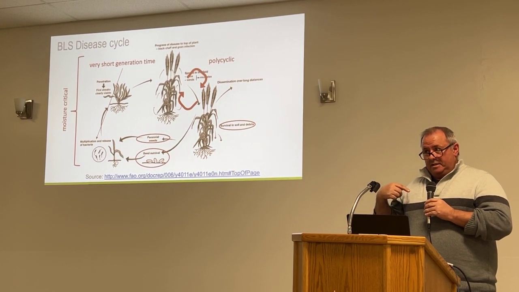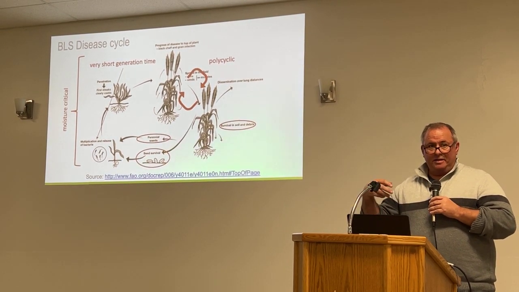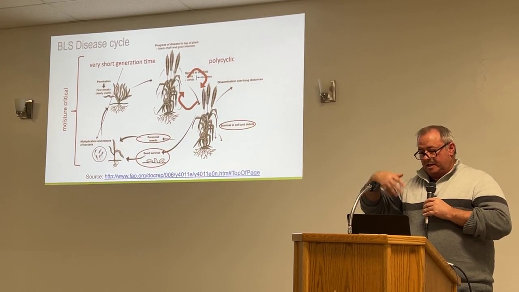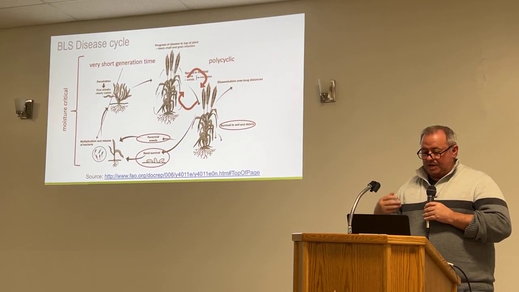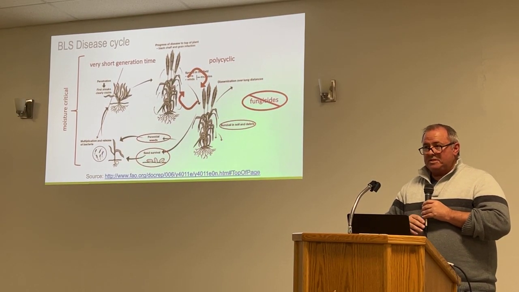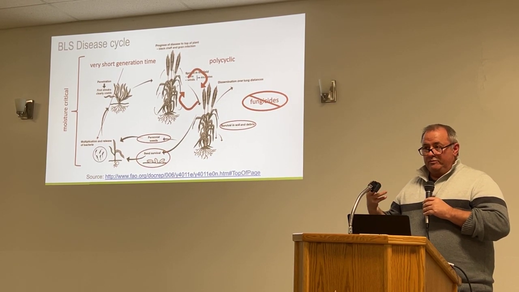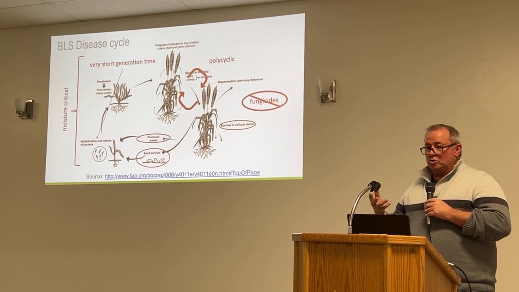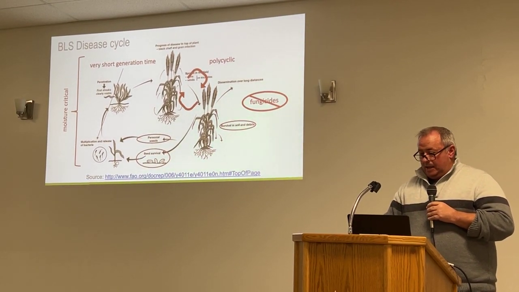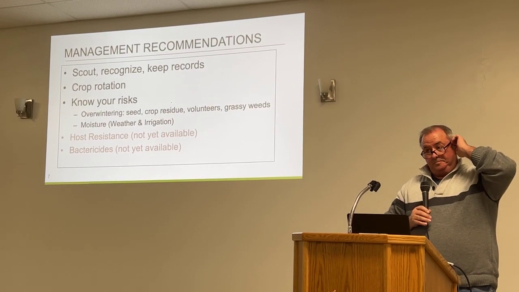It's also polycyclic. That means it's going to produce more bacterial cells. They'll get splashed to a new plant, and it'll initiate an infection and cause more bacterial cells, et cetera, et cetera. That'll happen multiple times throughout the growing season. And fungicides aren't effective. So this puts us in a tight spot. It's overwintering. It's getting moved around in weather, on seed. It's overwintering on crop residues and on grasses. And we don't really have a lot of good tools to deal with it. So what are we going to do?